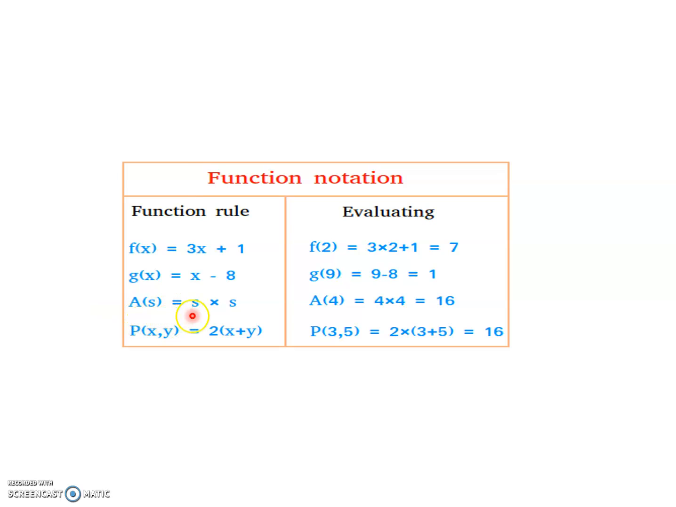A of s is equal to s squared. We put s equal to 4, so A of 4 is 4 into 4, which is 16. P of (x comma y) looks like an ordered pair; P of (x, y) is 2 times (x plus y). So P of (3, 5) is 2 into (3 plus 5); 3 plus 5 is 8, and 8 into 2 is 16.